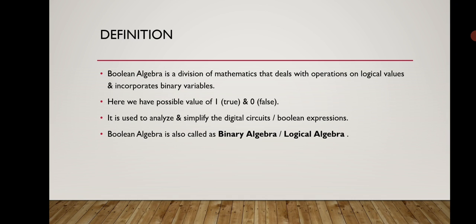Boolean algebra is a division of mathematics which deals with logical values. Logical values are zeros and ones. One is termed true and 0 is termed false in Boolean algebra. This is specially meant for simplifying or solving the Boolean expressions which are there in digital circuits. Boolean algebra is also termed binary algebra or logical algebra, guys. This is the basic definition of Boolean algebra.